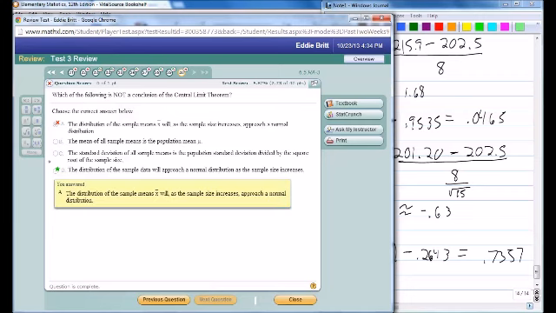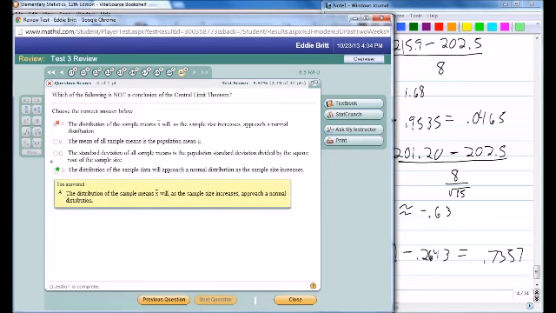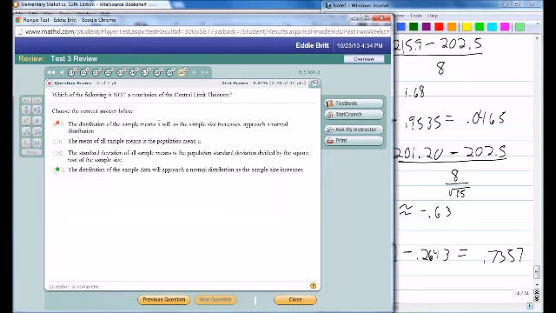Okay. And then the last problem, which of the following is not a conclusion of the central limit theorem? The distribution of the sample data will approach a normal distribution as the sample size increases. All right, that's not a conclusion of the central limit theorem. Okay, the rest of these are. That one isn't. And that finishes up test 3 review.